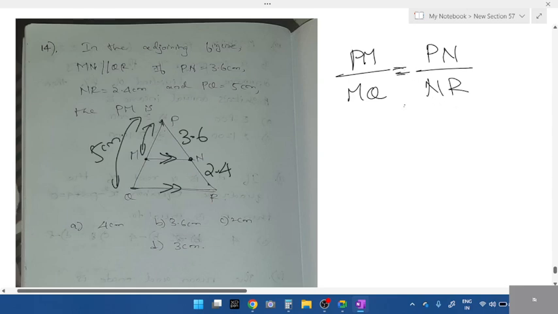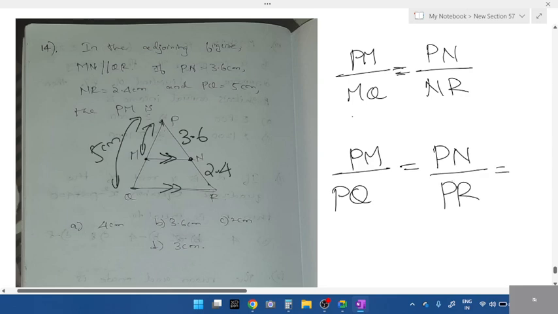There are two formulas. See, this is one formula, students, where I've taken only half length, PM, MQ. All of you remember this, PM and MQ. Then PN and NR. This is one. The other one is full length concept. PM divided by full length, which is PQ. And the next one, PN divided by the full length, which is PR. When you take the full length concept, you should even take MN divided by QR, full length.